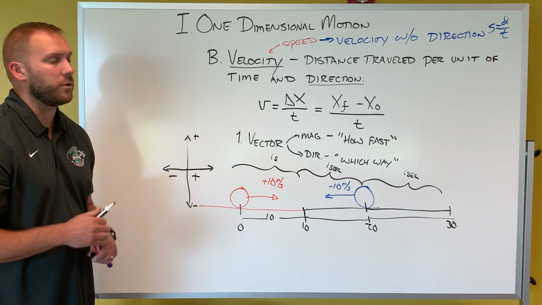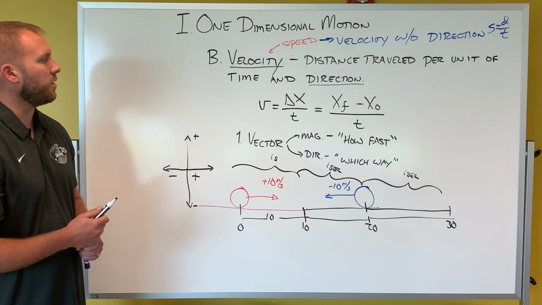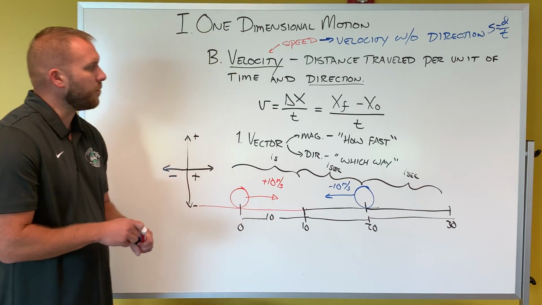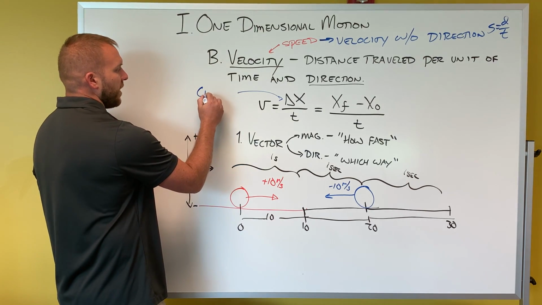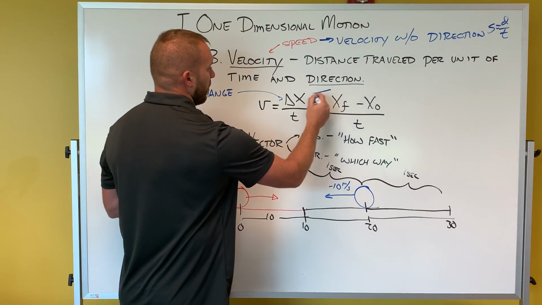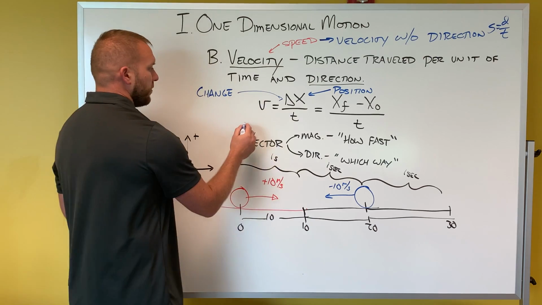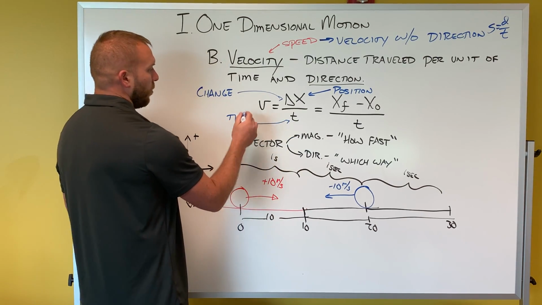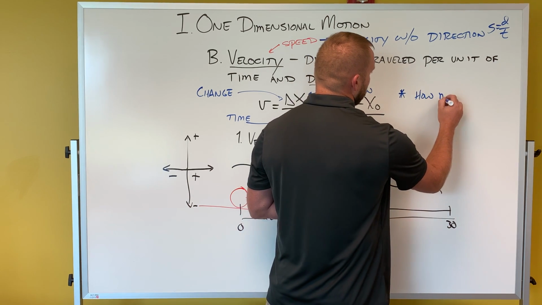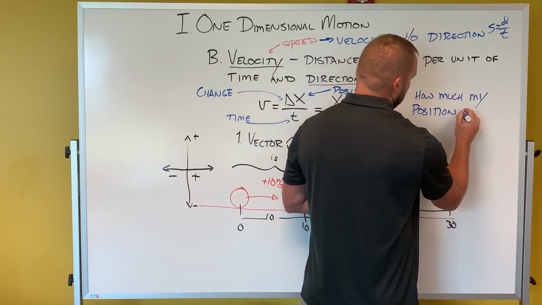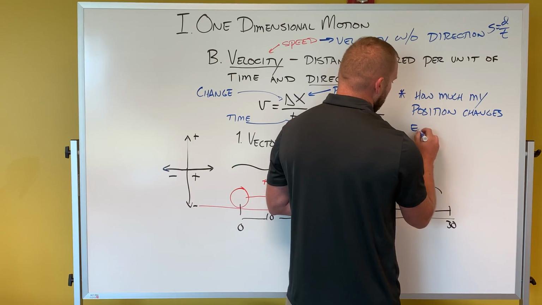It's how fast you're going. It's the distance traveled per unit of time. So what does this tell me? If we break this down, remember this delta stands for change. This x stands for position. T obviously stands for time. So what does velocity actually tell me? It tells me how much my position changes each time interval.